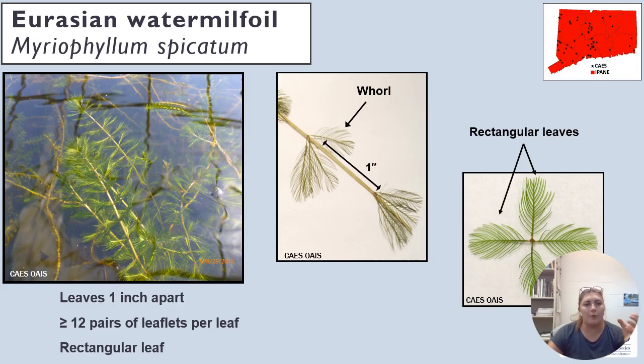So the leaves for Eurasian water milfoil are 1 inch apart, so you're going to see the stem very easily. There's a large space between the nodes. However, while there are few leaves, there are many leaflets. So you're going to see 12 or more pairs of leaflets per leaf, and then it has this rectangular shape compared to the triangle.